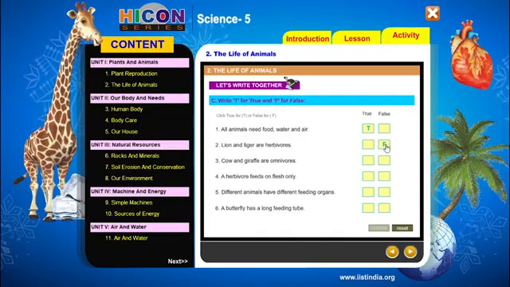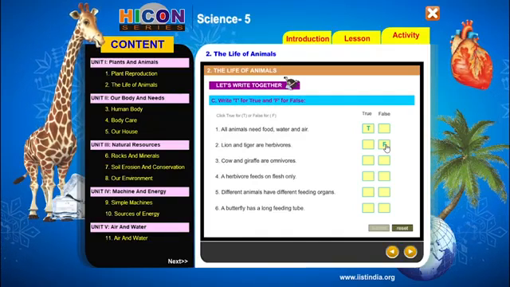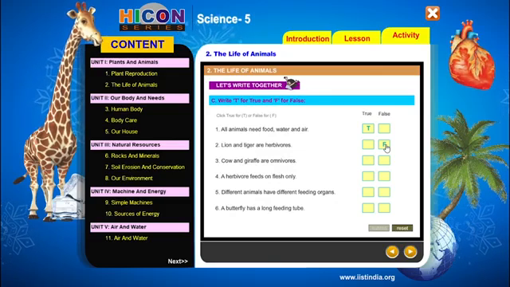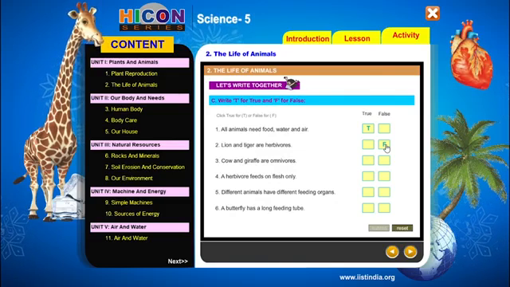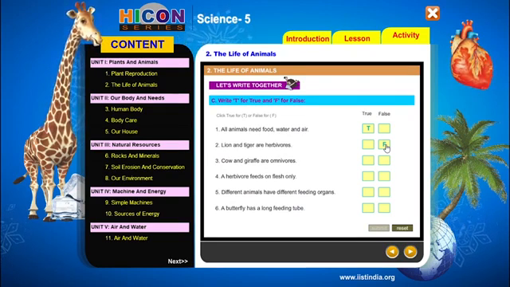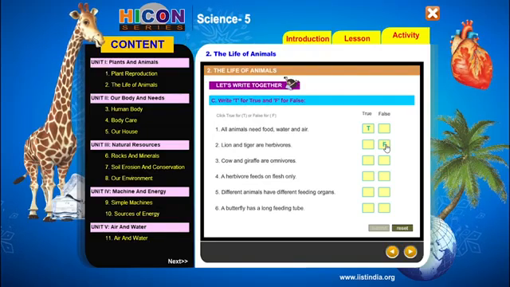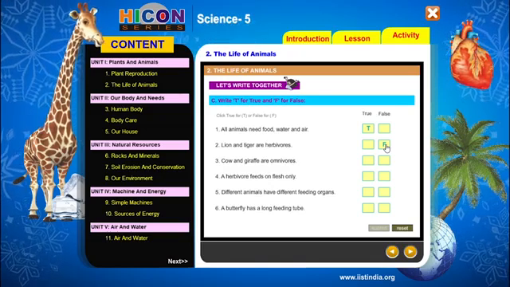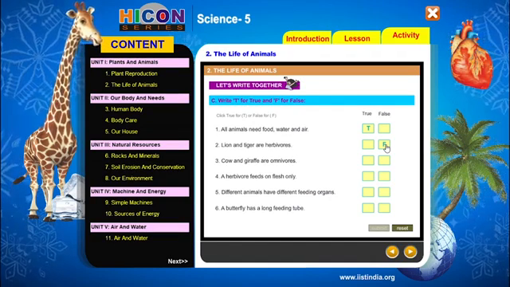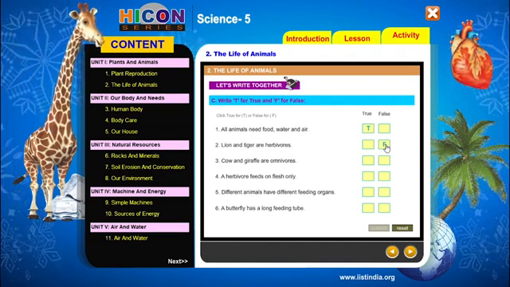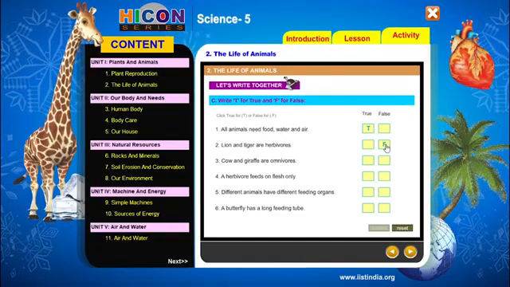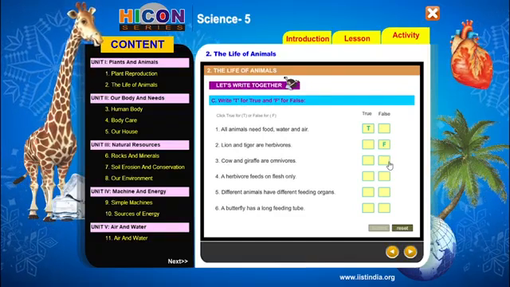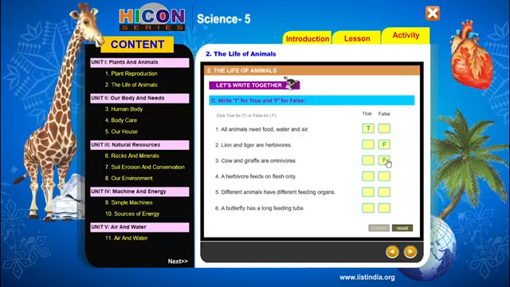So children, read the third sentence. Cow and giraffe are omnivores. So children, is it correct or not? No. Cow and giraffe are not omnivores, because omnivores means they can eat both plants and animals. But cow and giraffe can eat only plants and grass, but they cannot eat flesh. So the given sentence is wrong. That's why we have to write F under the box false.